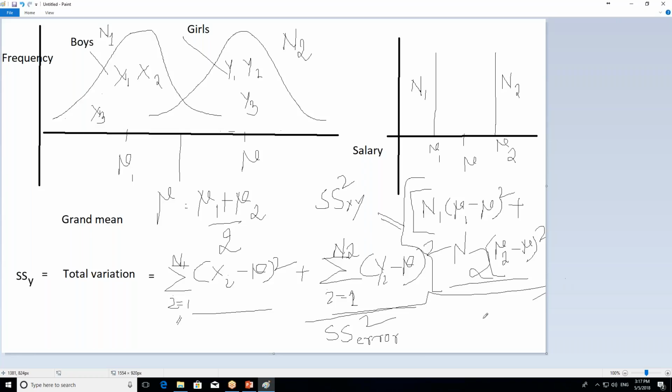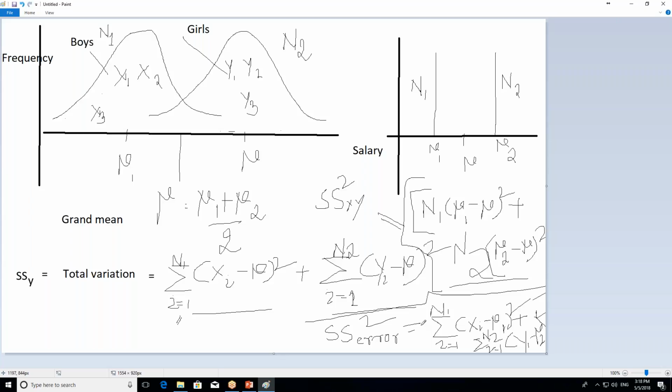This one is talking about, for i equal to 1 to n1, it will be xi minus mu1 squared, please understand, and the other one will be for i equal to 1 to n2, yi minus mu2 squared. So this is called the sum of square within the group.